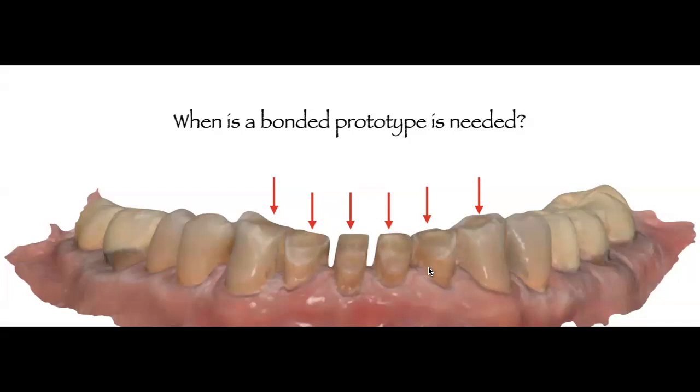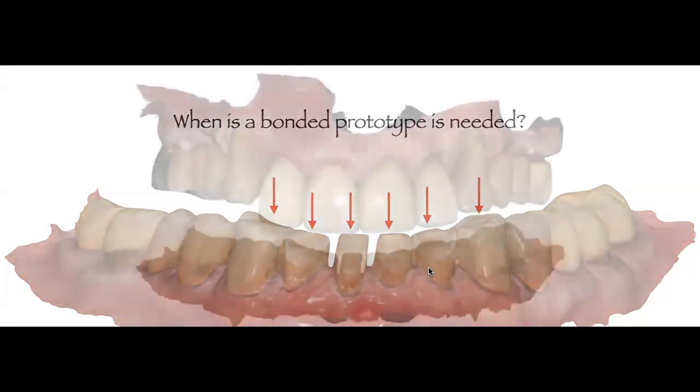And this is crucial because this is what we have to understand. What are really the clinical options for these patients? And when would a bonded prototype be needed? For me, this is a classical case where you have excessive attrition combined with erosion that definitely would require a prototype if you want to have a very conservative approach.